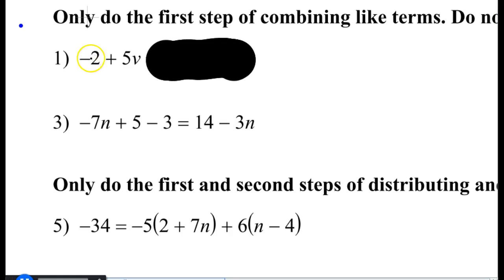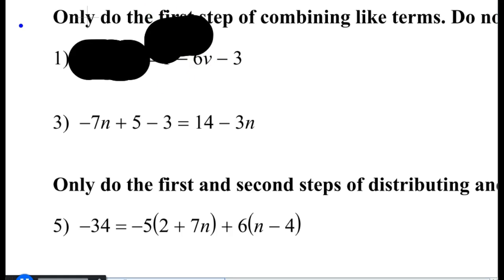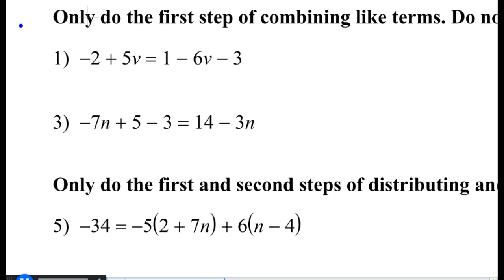Can I do anything with -2 and add 5b? No, because one's a variable, one's not. And then do the same thing on the other side. So I'm not adding, subtracting both sides or anything yet. First thing I want to do is look at, can I combine anything that's on the same side? So here you can see that there are two numbers. So I need to combine those before I begin the problem. Before I add, subtract to both sides, that's going to be the first step. I want to take the 1, I want to take the -3, simplify that. Everything else stays the same.